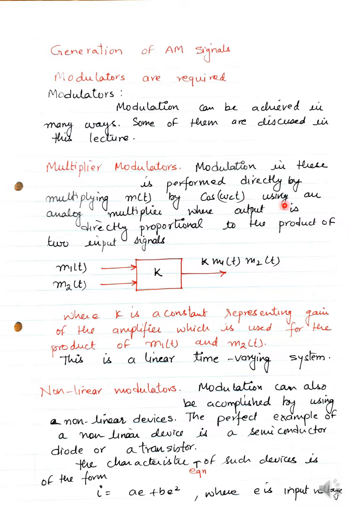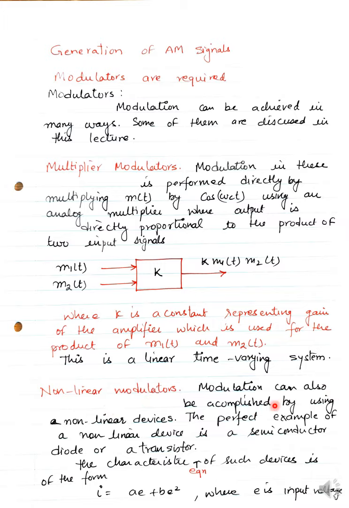Modulation in these is performed directly by multiplying m(t) by cos ωct using an analog multiplier, where the output is directly proportional to the product of two input signals. If you have inputs m1(t) and m2(t) and a multiplying factor k, then the output will be k m1(t) m2(t), where k is a constant representing the gain of the amplifier used for the product of m1 and m2. This is a linear time varying system, or you can say it is the LTI system we studied in signal processing.